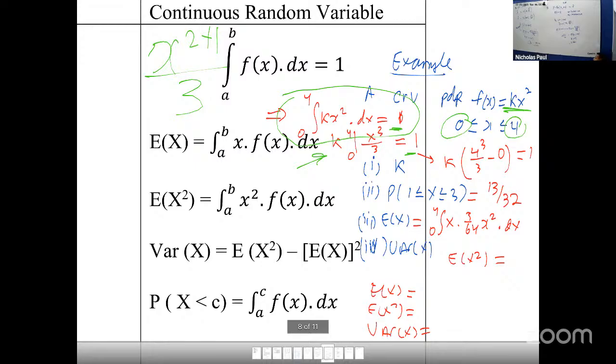Oh, by the way, in the calculator, don't put x multiplied by 3 on 64 x squared. Just put 3 on 64 x cubed, right?